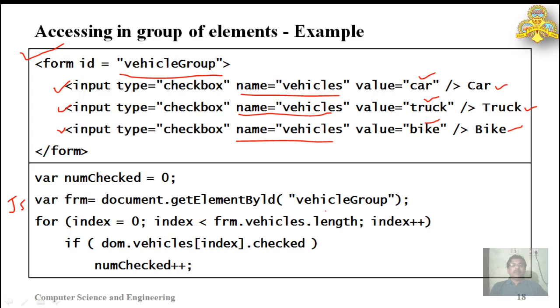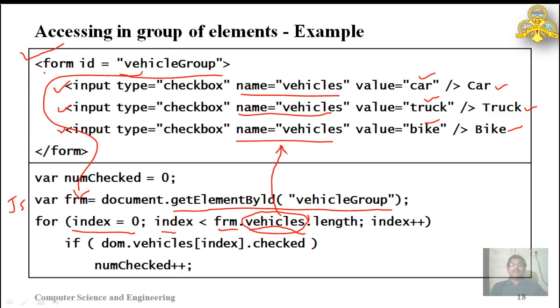Observe that I am getting the form element first because I have to access this through the form element. document.getElementById vehicle group. I will extract the form id, that is here. Then index equals 0 in the for loop, index less than frm.vehicles.length. What is vehicles here? This is the name of the group, that is the vehicles array, where each element in the vehicles array represents a checkbox. Since it is an array, which follows the Java syntax, it is array name dot length, that is frm.vehicles.length, index plus plus, this you already know.